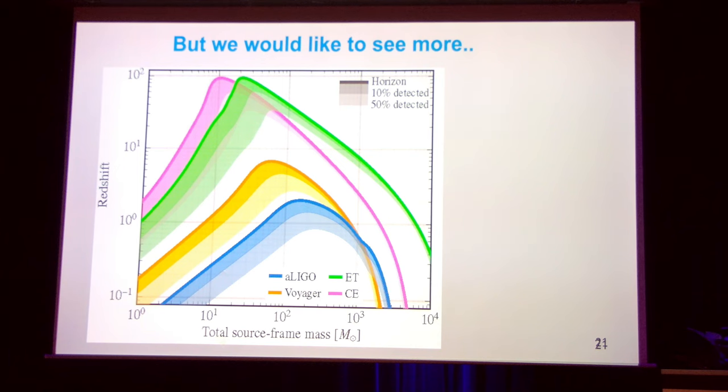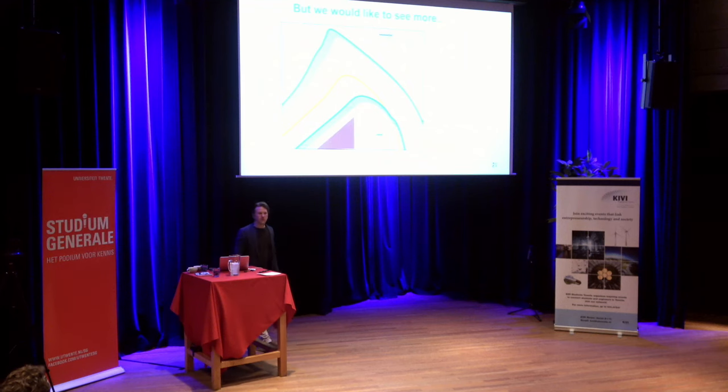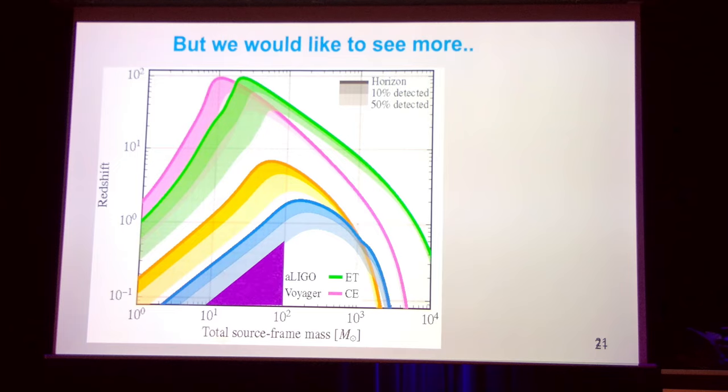What you see over here is how far, how massive the black holes should be in order for you to measure them. And this is how far in the universe you can look. And with our current detectors, the purple triangle is about what we see. Some black holes in this range and only this far.